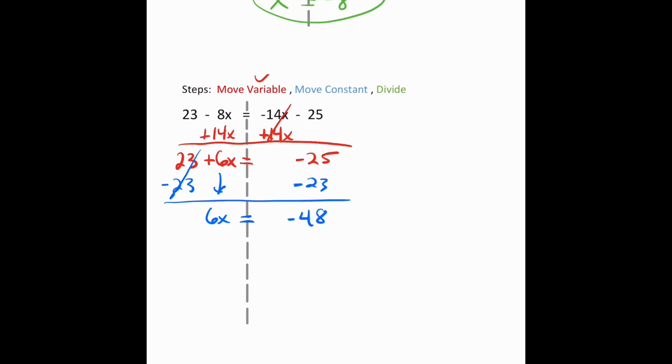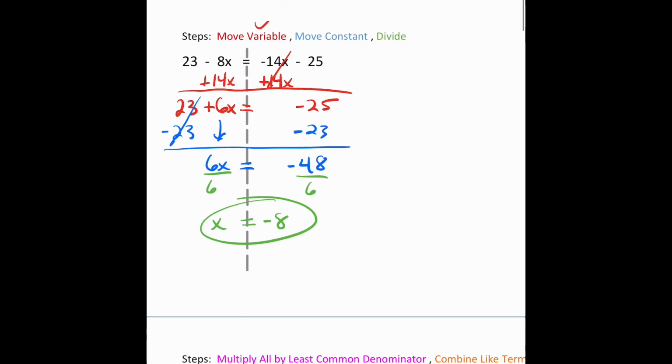Go ahead and divide. We'll divide each side by 6, leaving you your x equals negative 48 divided by 6, which is negative 8. Go ahead and circle your answer.